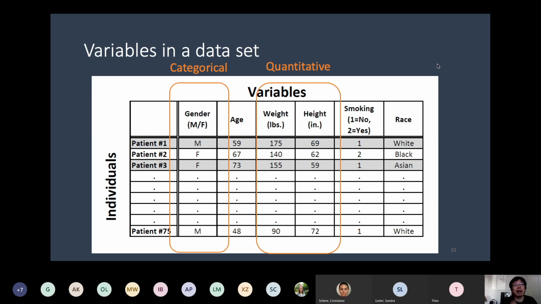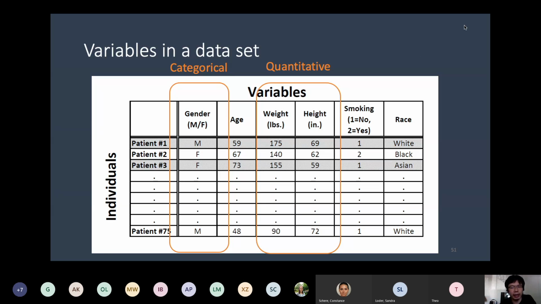So, for example, 0 weight would be the absence of any weight, right? And 0 height would be the absence of any height. So we can also say that somebody who weighs 180 is twice the weight of someone who weighs 90, right? So you can do a lot more of these calculations with quantitative data, okay? With categorical data, all you have is group membership.